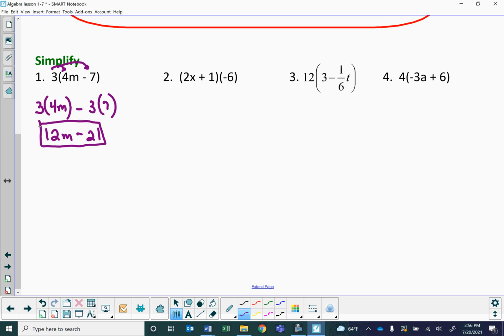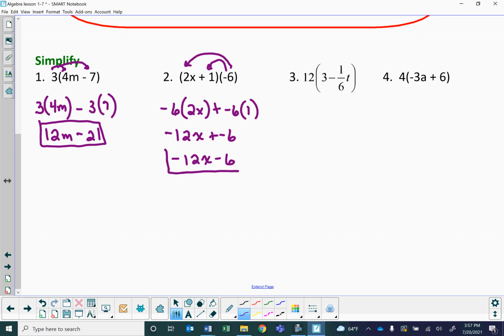When we look at number 2, just because the negative is on the end, it doesn't make it any different. You're still going to distribute it the same way. I'm going to distribute negative 6 times 2x plus negative 6 times 1. So negative 6 times 2x is negative 12x, and negative 6 times 1 is plus negative 6. I prefer to write it as negative 12x minus 6. Again, they're not like terms. I can't combine x's with things that don't have x's. So I end up with negative 12x minus 6.